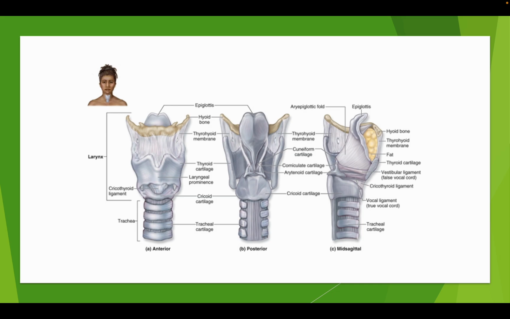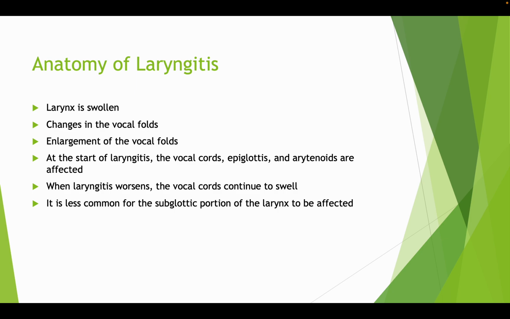In regards to the anatomy of laryngitis, when one has laryngitis, their larynx becomes swollen. More specifically, a big anatomical change from a healthy larynx to an individual who has laryngitis takes place in the vocal folds. Changes are seen in the vocal folds, the most common one being edema, which is swelling. As a result of the swelling, the vocal cords become larger in size.